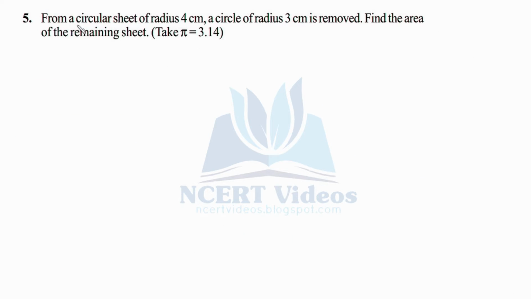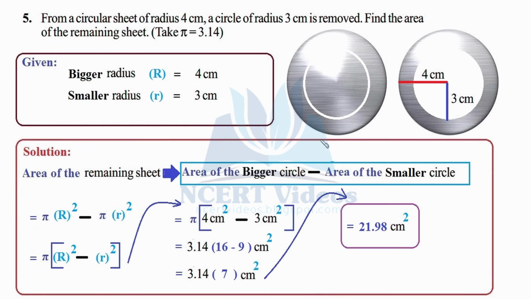Question 5. From a circular sheet of radius 4 cm, a circle of radius 3 cm is removed. Find the area of the remaining sheet, taking pi as 3.14. So this was the initial state of the circular sheet that had a radius of 4 cm. This is 4 cm as we have shown here.